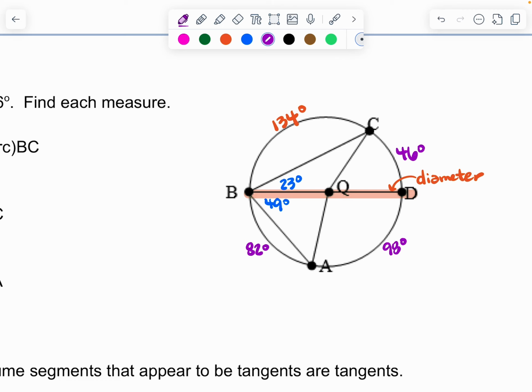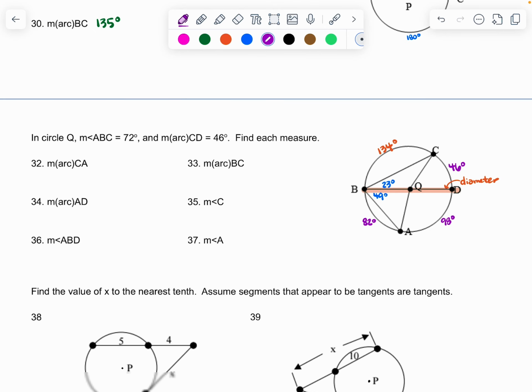Okay, so that's a lot of really quick math that I can do. Again, all of that is coming from inscribed angles and diameters. Okay, all right, let's go see what we're looking for. Hopefully we found most of it already.